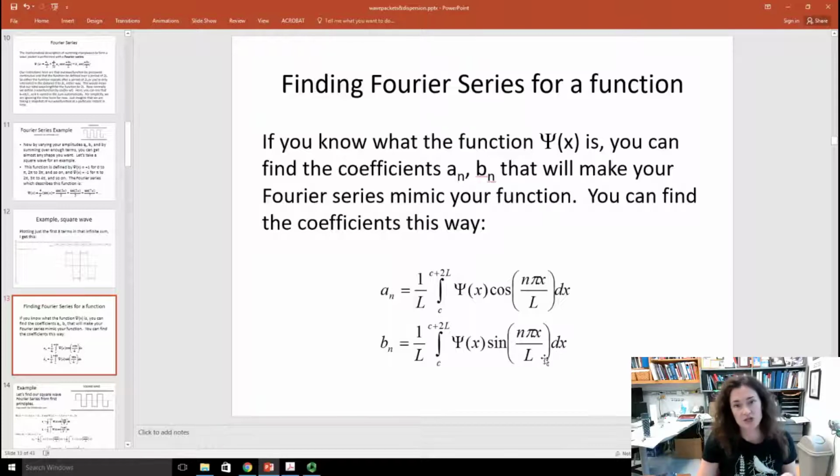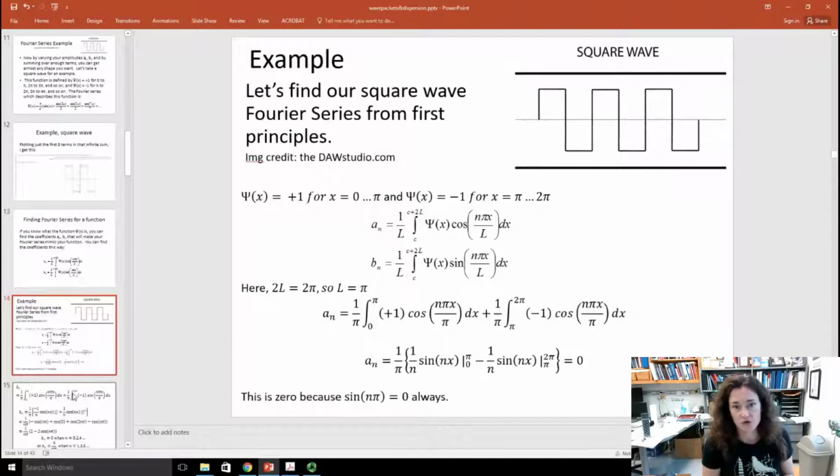So now I'm going to prove to you that those coefficients an and bn are what I said they were when I showed you what the square wave was. So let's find those square wave Fourier series from first principles. So remember, my wave function is either +1 or -1, depending upon where you're integrating. So it's piecewise continuous. It's +1, for example, from 0 to pi, and it's -1 from pi to 2 pi. So remembering our formula for our coefficients an and bn presented here, I'm going to plug into those formula and then solve those integrals to find my coefficient.